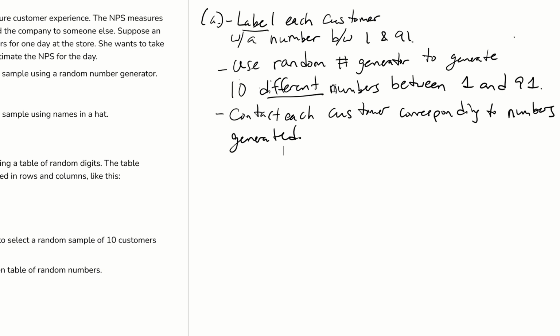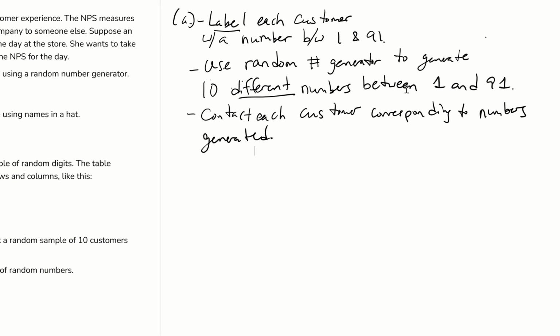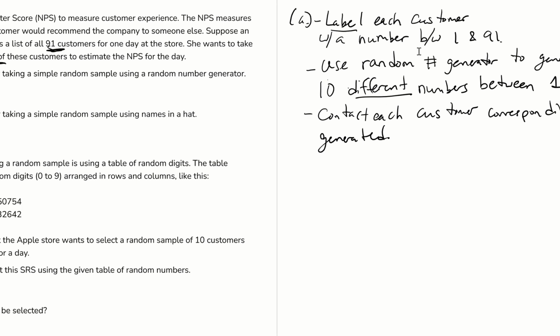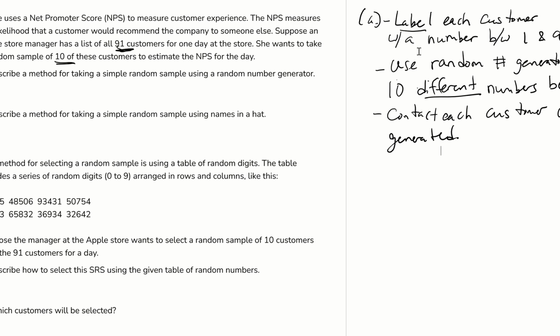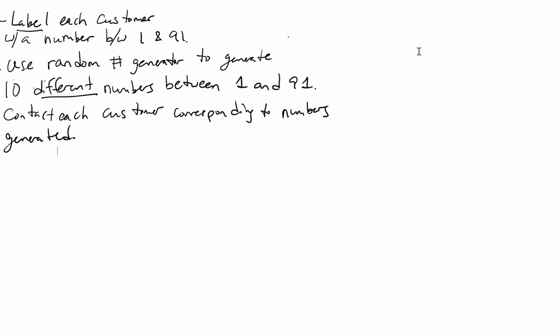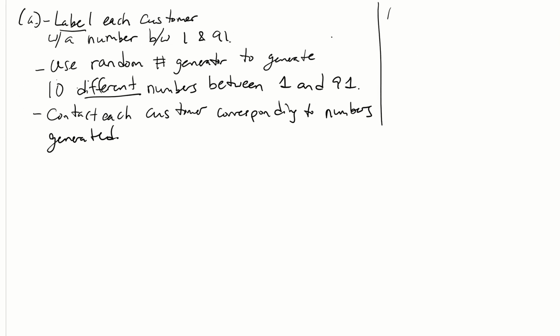All right, so there's a very specific process. You have to include the word different, or say 10 numbers between 1 and 91, no repetition, or no repeats, or whatever. And then you need to include, label each number between what and what, right? You gotta be very specific. All right, so let's look at part B. Let's compare that to part B.